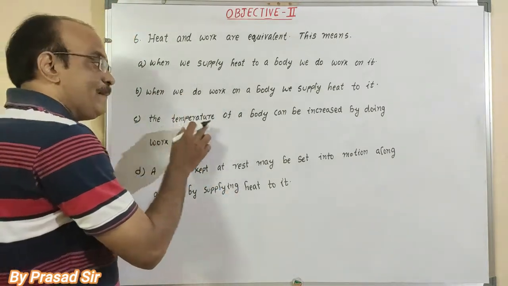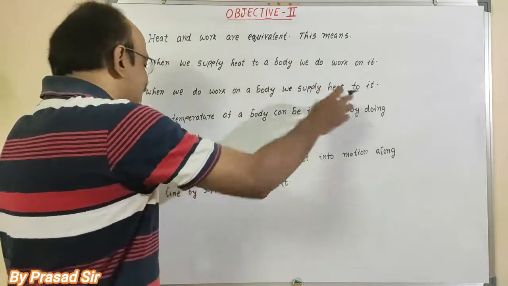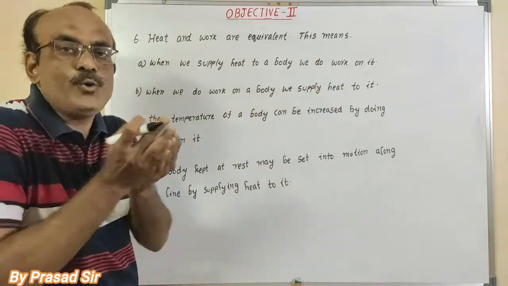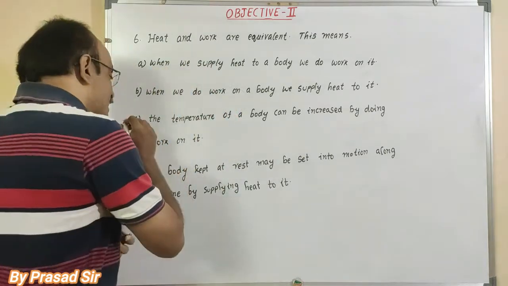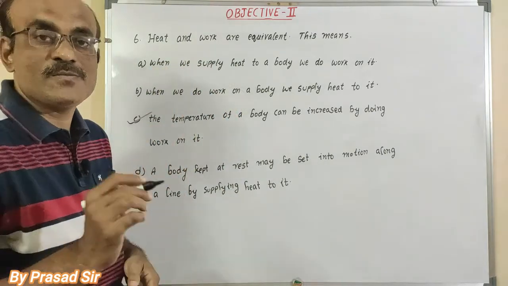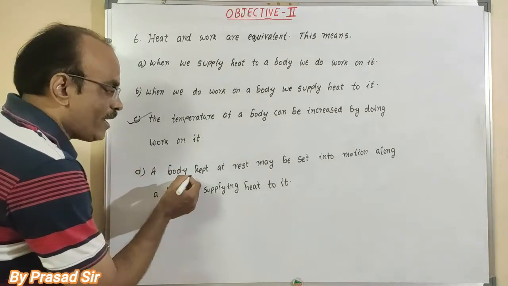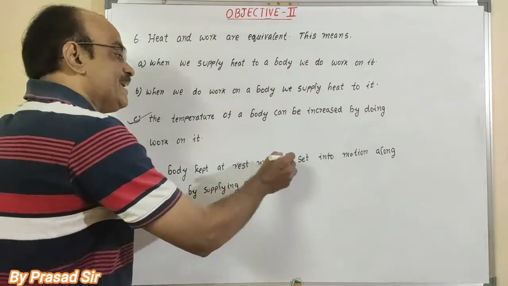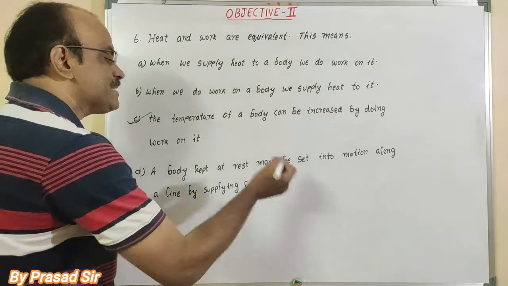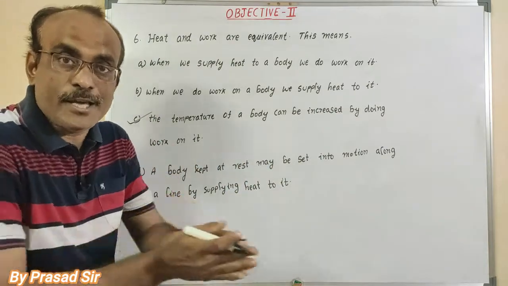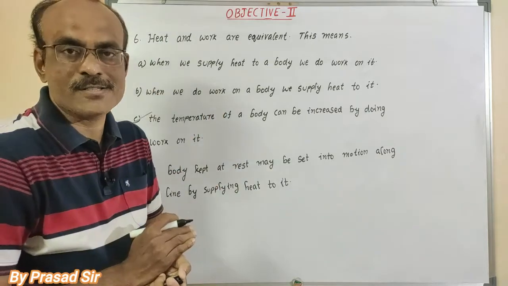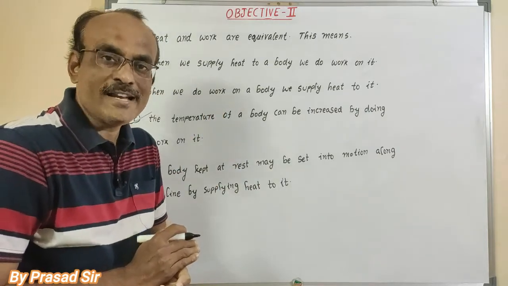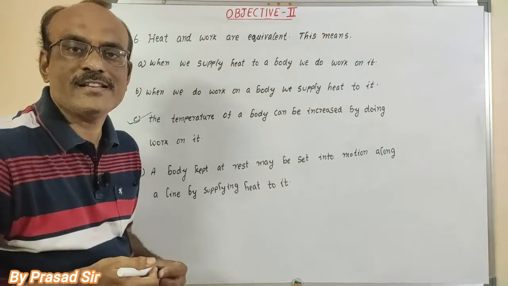Option C, the temperature of a body can be increased by doing work on it. If we do work on the body, we can increase the temperature of the body. It is the correct option for this one. And D, a body kept at rest may be set into motion along a line by supplying heat. If we supply heat to the body, it will never be moved from one place to another. So what is the correct option here? C is the correct option for this question.